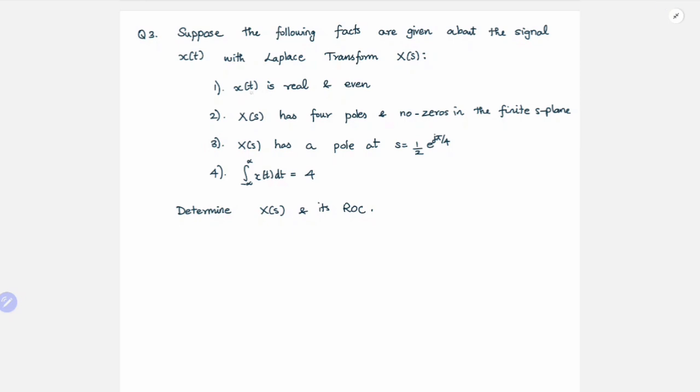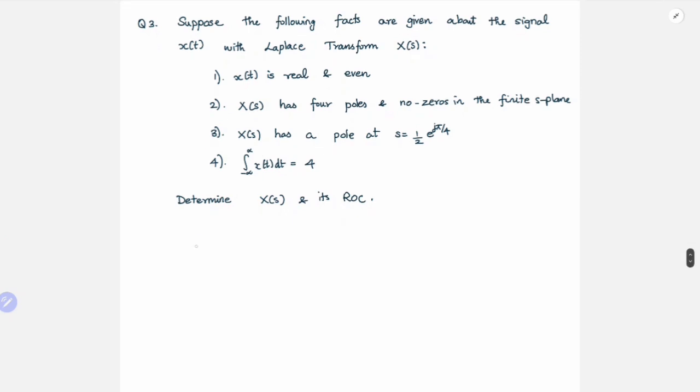So first it is given that x of t is real and even. So we need to use the properties of real and even. And the second, it is given x of s has 4 poles and no zeros in the finite s-plane. Okay. And third, x of s has a pole at s equal to half e power j pi by 4. So one pole is given. And fourth, the integral from minus infinity to infinity of x of t dt is given as 4.